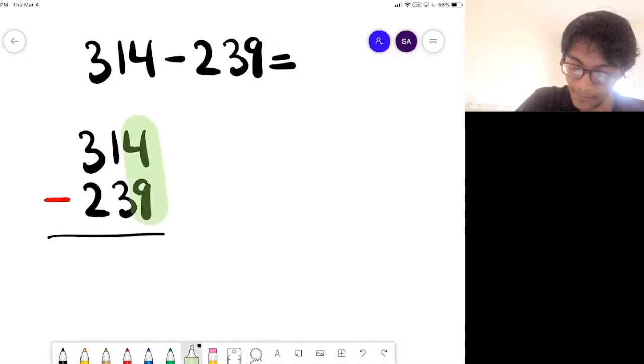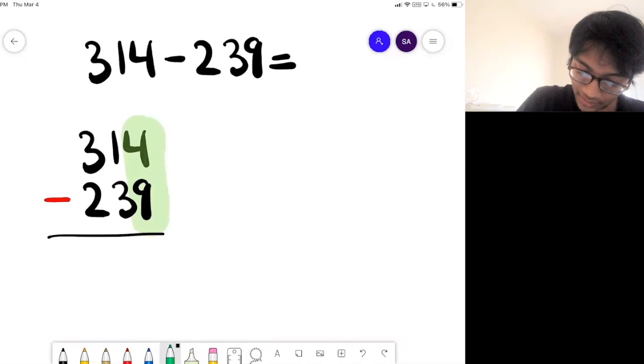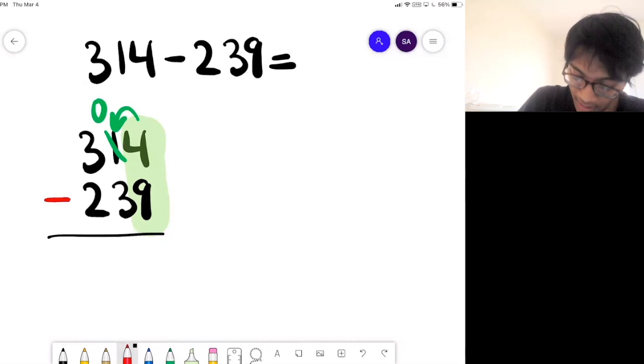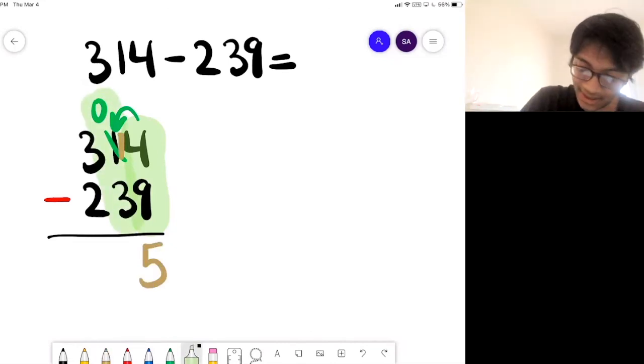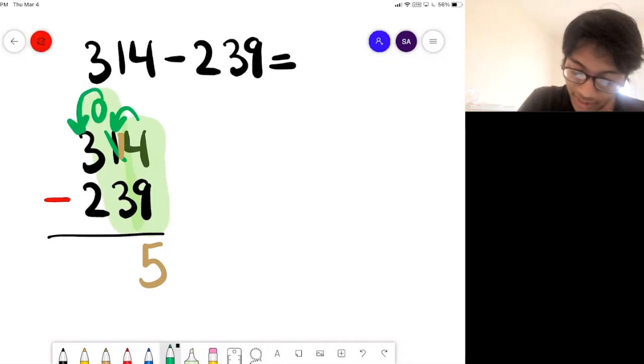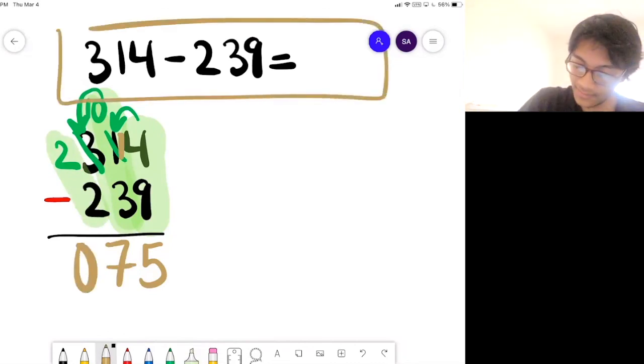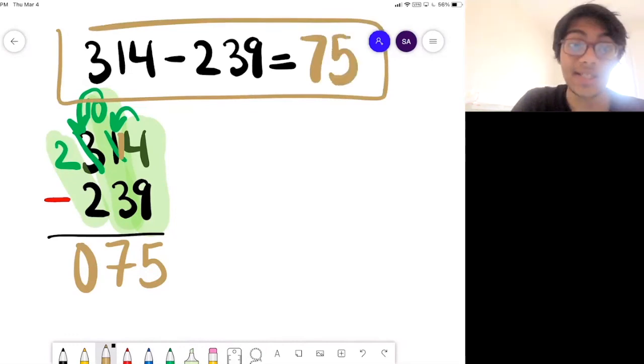Well, 4 minus 9, 4 has to ask his rich neighbor, which is 1. So 1 is going to become 0, and 4 is going to become 14. And 14 minus 9 is going to be 5. My next column, I have 0 minus 3. 0 will ask his rich neighbor, which is 3. And 3 will say, okay, I'll be nice, I'll give you one of my money. And this 0 will become 10. 10 minus 3 is just 7. In my last column, I have 2 minus 2, 0. So 314 minus 239 is 75. You don't need to put the 0, 75. See how fast it can become?